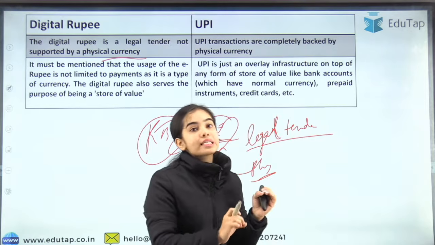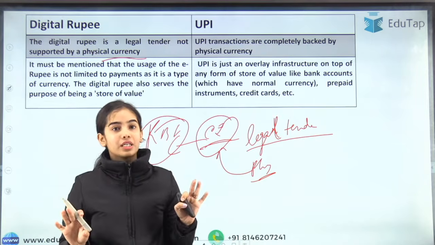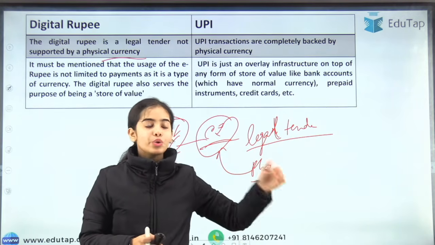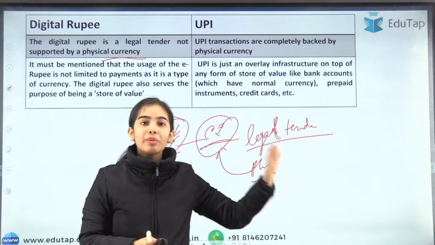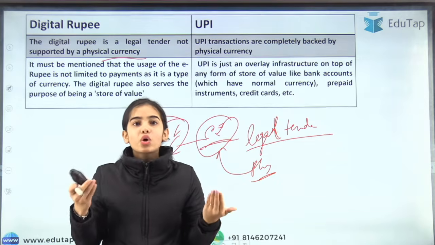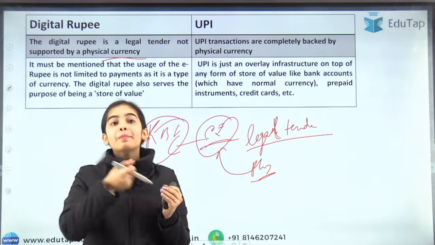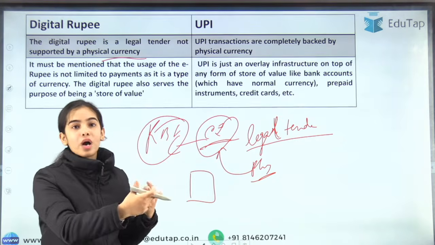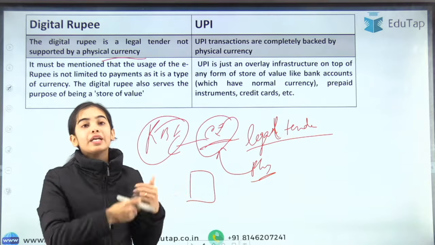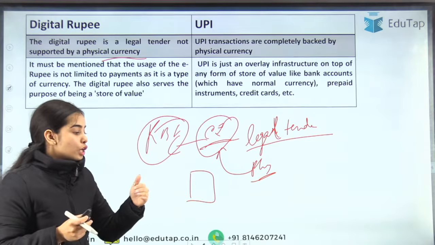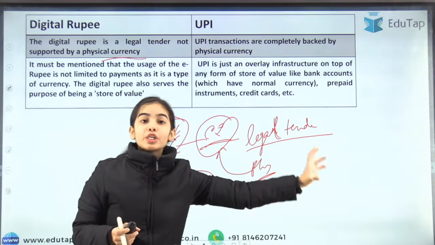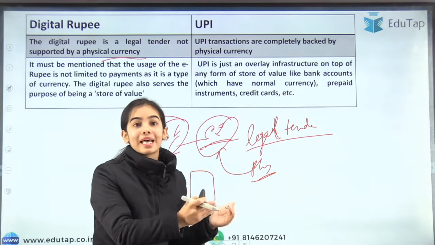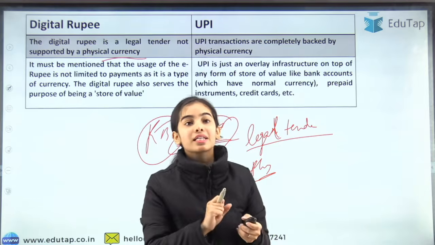While the UPI transactions are completely backed by the physical currency. You do not have money in your bank account, can you make the transaction? You do not have any credit limit, can you make the transaction? No. The UPI does not allow that, because it is fully backed by the physical currency. You are asking for the transactions to happen. So by the end of the day or by the end of the week, like the RBI has said, the money has to be transferred to the other banks so that the transaction can complete from the bank side. So there is the physical currency that is involved.